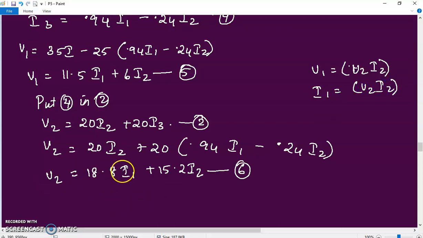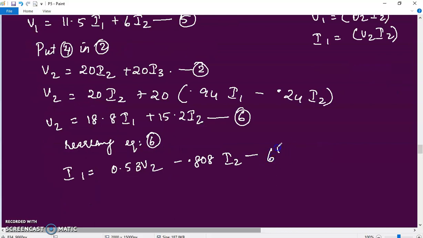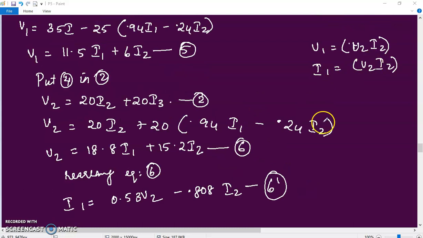Now we have the second equation, number 6, as I1 as a function of V2 and I2. We can rearrange this equation to get the C and D parameters from the second equation. So mark it as 6 dash, that is rearranged equation number 6. Here we have one of the equations of the ABCD parameter. We have got one equation. So now we have to rearrange this equation to get the first equation.